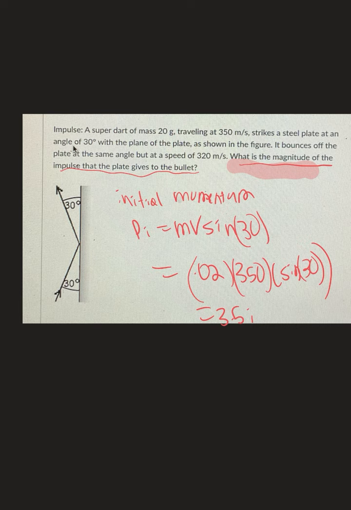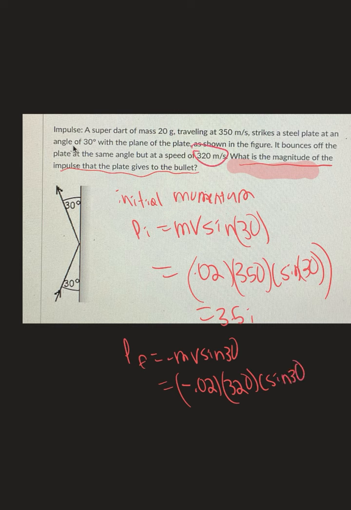And then for the final momentum, we must do this right here, right? This is equal to, let's put in the numbers that we have before. It's 320 because this is the one after. And we go in the negative direction because that's just when it bounces off. So that gives us 3.2.